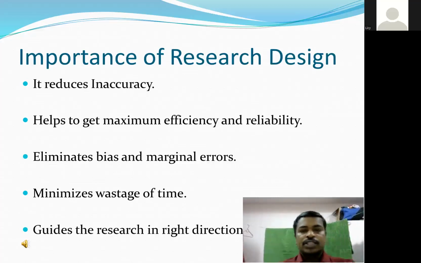The next point is minimizing the wastage of time. Before that, you have to finalize your ideas or opinions. Then you can execute your ideas and opinions quickly, and there is no wastage of your time. But without prior planning, you end up spending more and more time at the next stage.